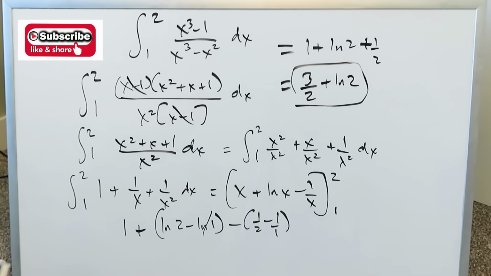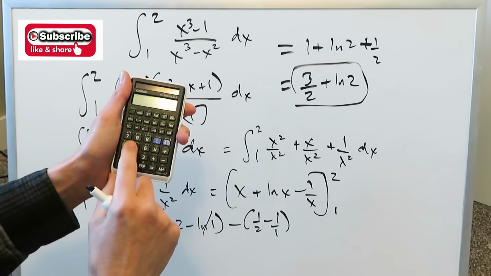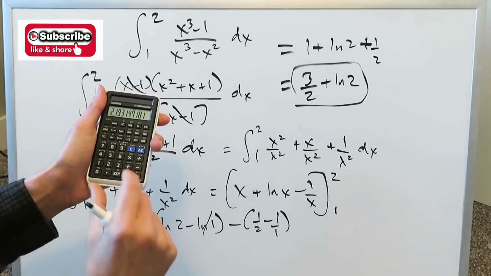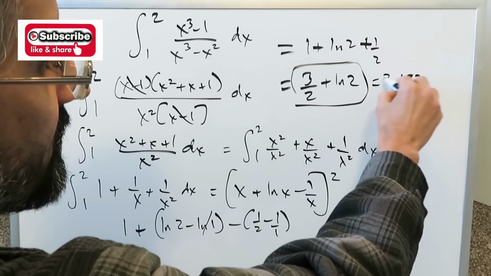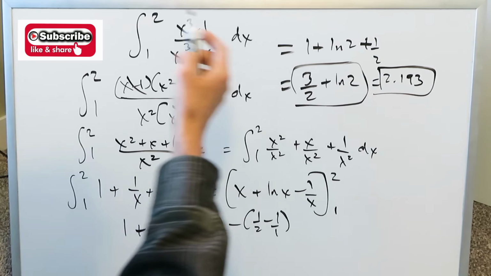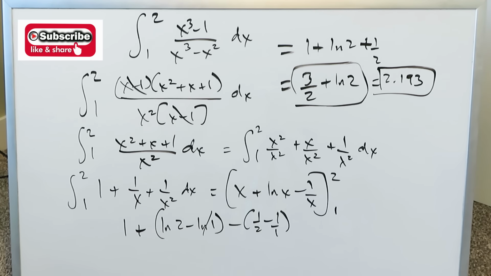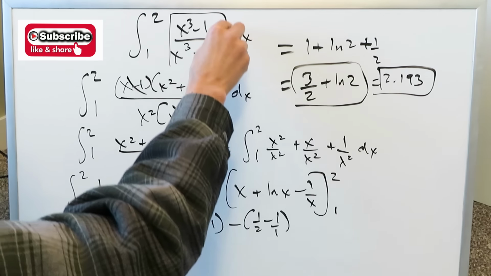If you want, you can get a good calculator value. You'll do 1.5 plus natural log 2. You'll have 2.193. 2.193 would have represented that area below the curve which I showed you very early on in this video. And this right here was the exercise for this specific video.